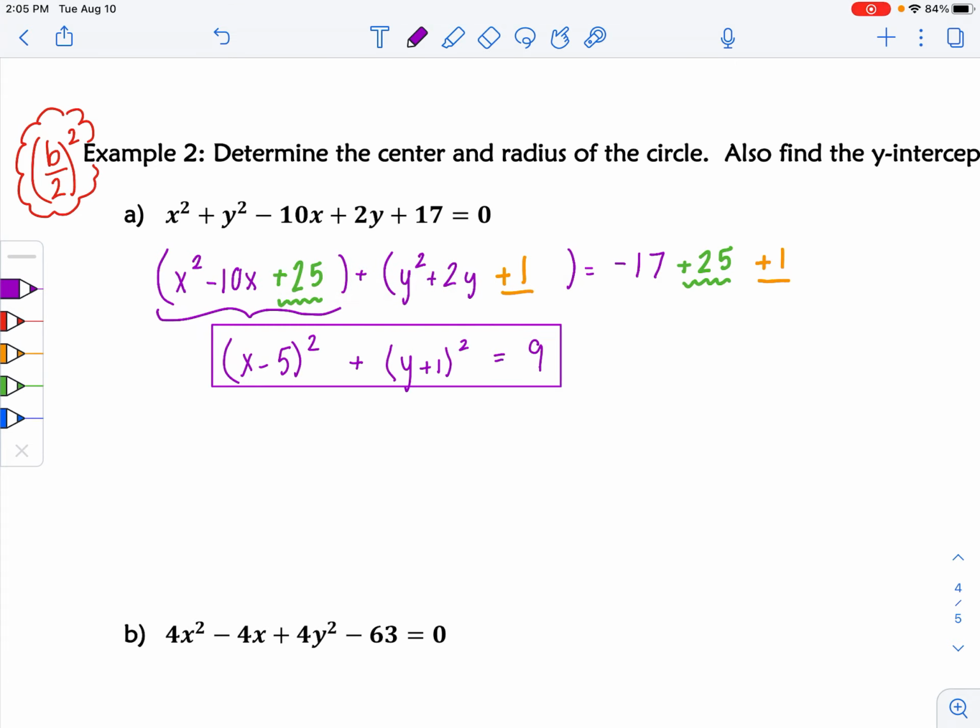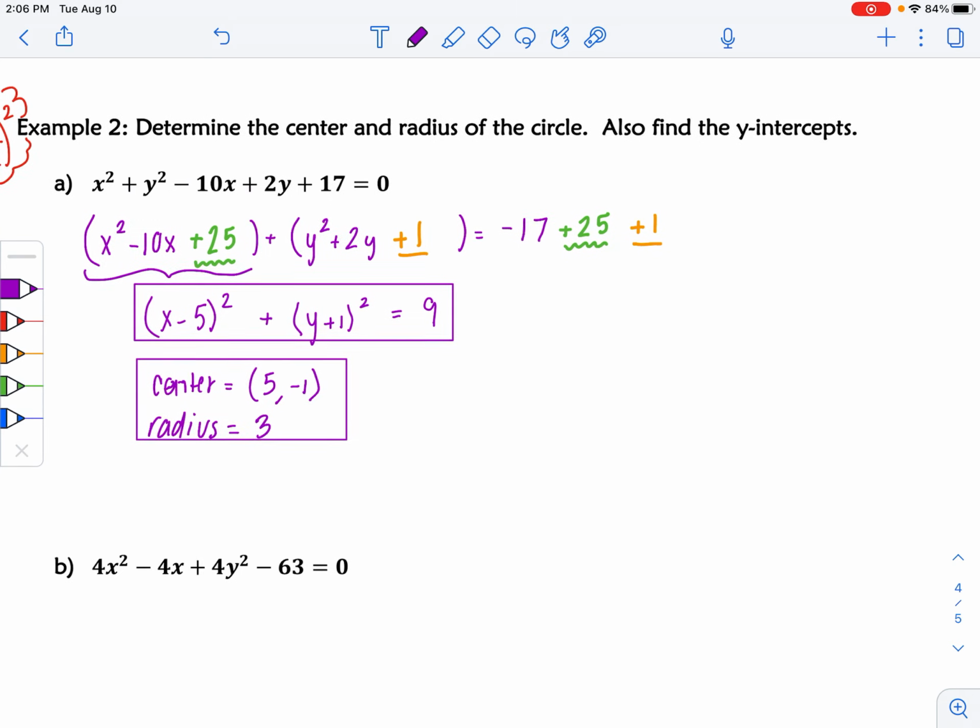I do this for the reason of finding my center. The center, or my h, k, is 5, negative 1. Radius is not 9. It's the square root of 9, which is 3, because it has to be a positive distance, so it needs to be positive 3.